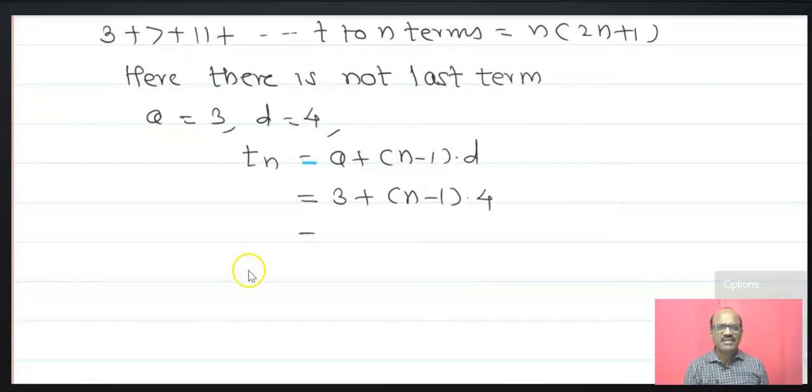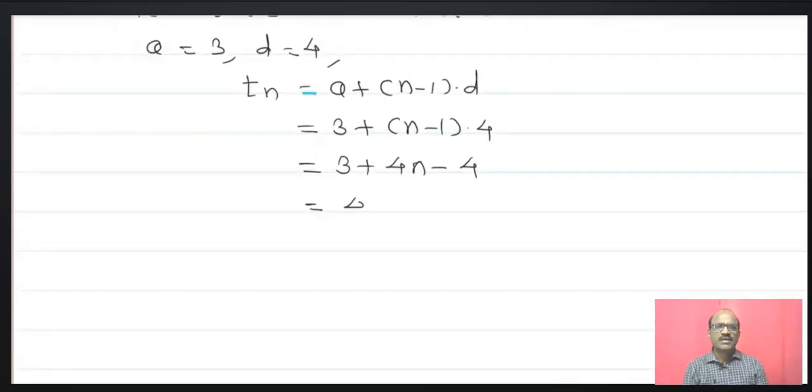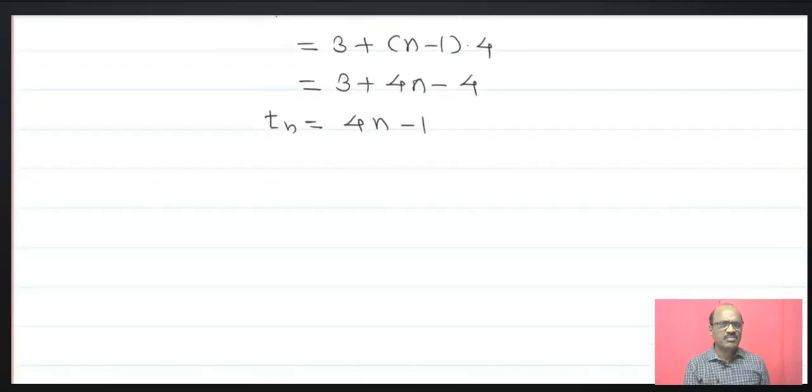Now see this here, the value of a is 3, d is 4. If you calculate it, then you will get 3 plus 4n minus 4. That is, 4n minus 1 will be the nth term. 3 plus 4n minus 4, that is 4n minus 1. This is the Tn. That is, we do not have the last nth term, therefore we calculate by using the arithmetic progression. We see this, what type of sequence is there.